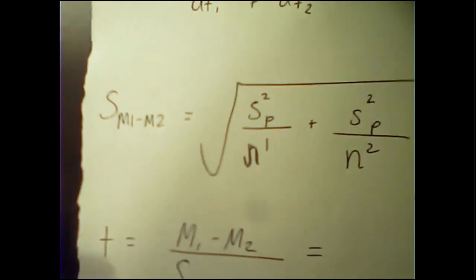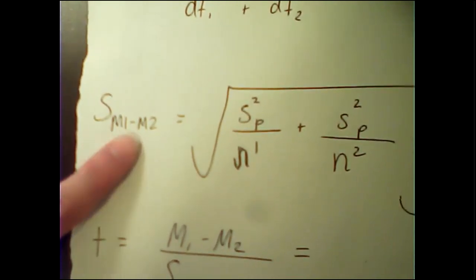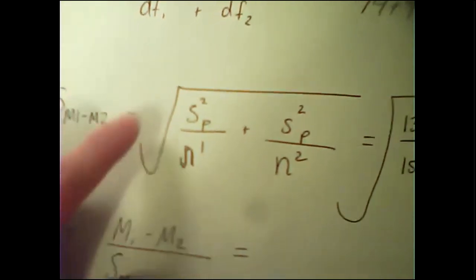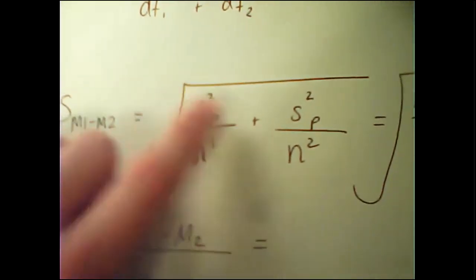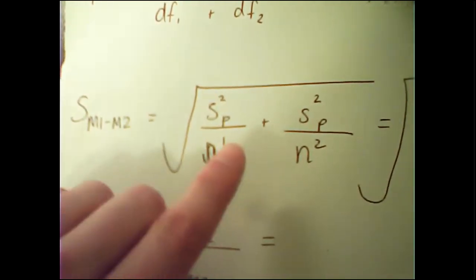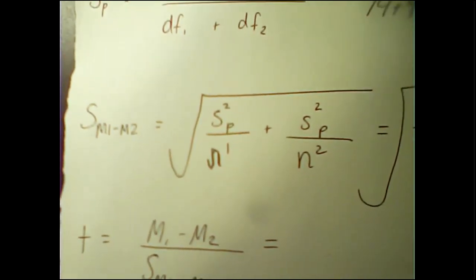Here is our formula for calculating the estimated error of the difference between group 1 and group 2. You can see our pooled variance gets plugged right in up top here, and then we're dividing by the sample size of group 1 and group 2. We're adding this whole chunk together and taking the square root. This is directly off the formula sheet.